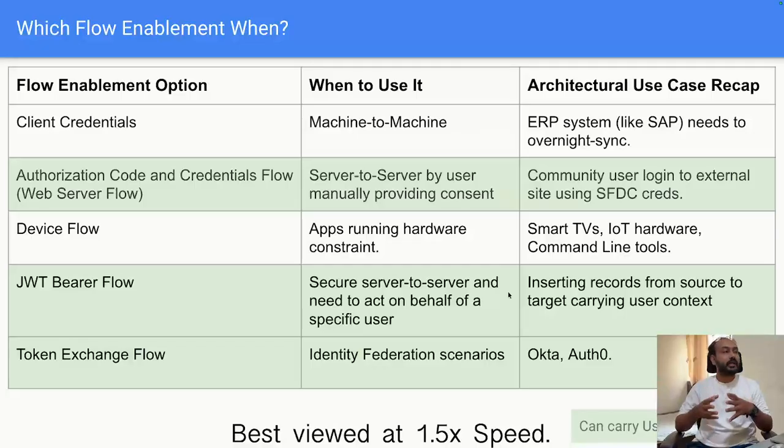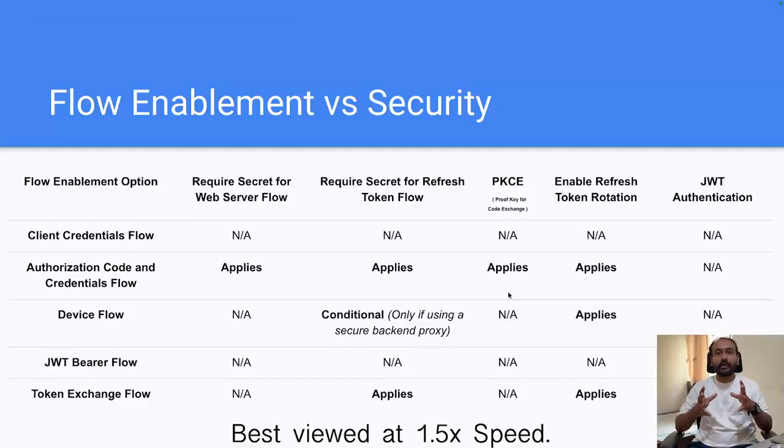So as I was saying, if you want to carry the user context, you have three options. If you don't have to carry the user context, then you have only one option, that is the client credentials flow. So let's talk about the various securities that each flow enablement can come with, right?